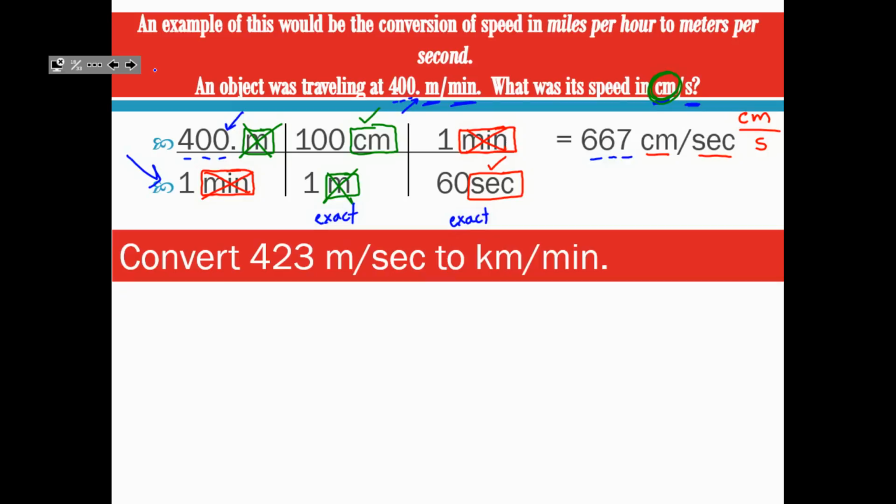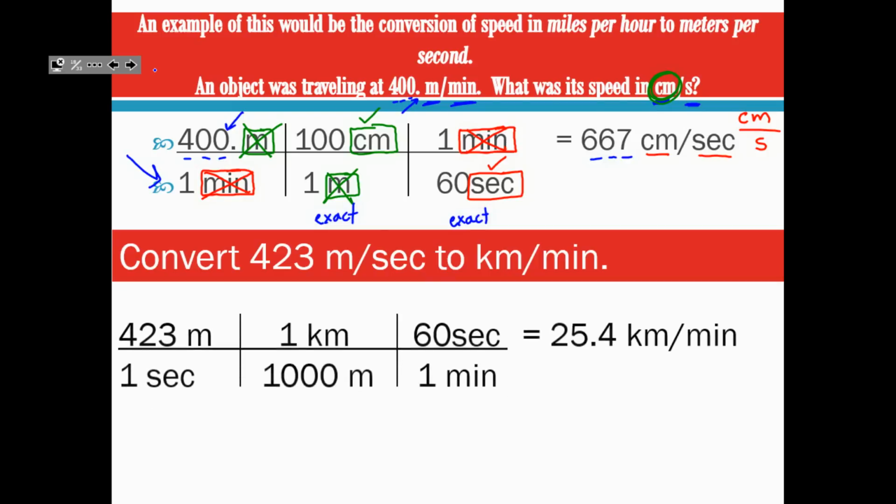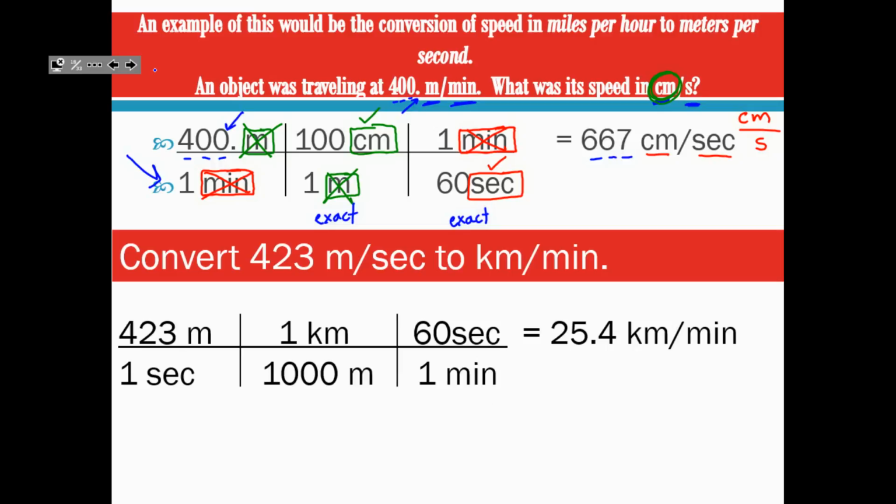Let's convert 423 meters per second to kilometers per minute. Okay. 423 meters per second is where I'm going to start. I'm going to convert meters first. The metric conversion is 1,000 meters in every 1 big, huge kilometer. So that cancels. I'm left with kilometers on top, which is what I wanted.